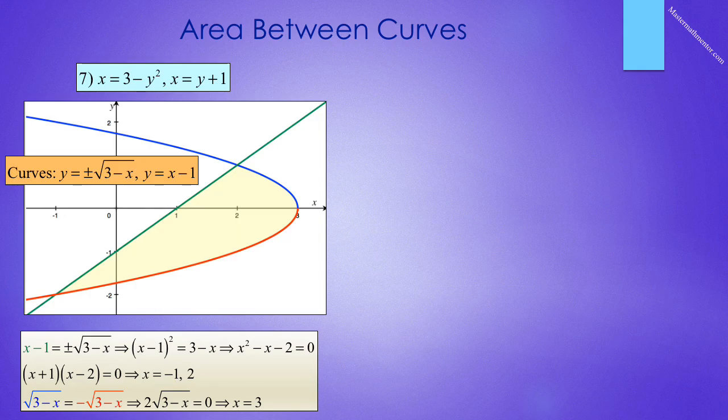and x is equal to -1 and 2. We can see by the graph that our green line intersects the red curve at x is equal to -1, and the green line intersects the blue curve at x is equal to 2. We also need to find where the blue and red intersect, and we set them equal to each other. The square root of 3 minus x is equal to negative square root of 3 minus x, or 2 square root of 3 minus x equals 0, and x is equal to 3.